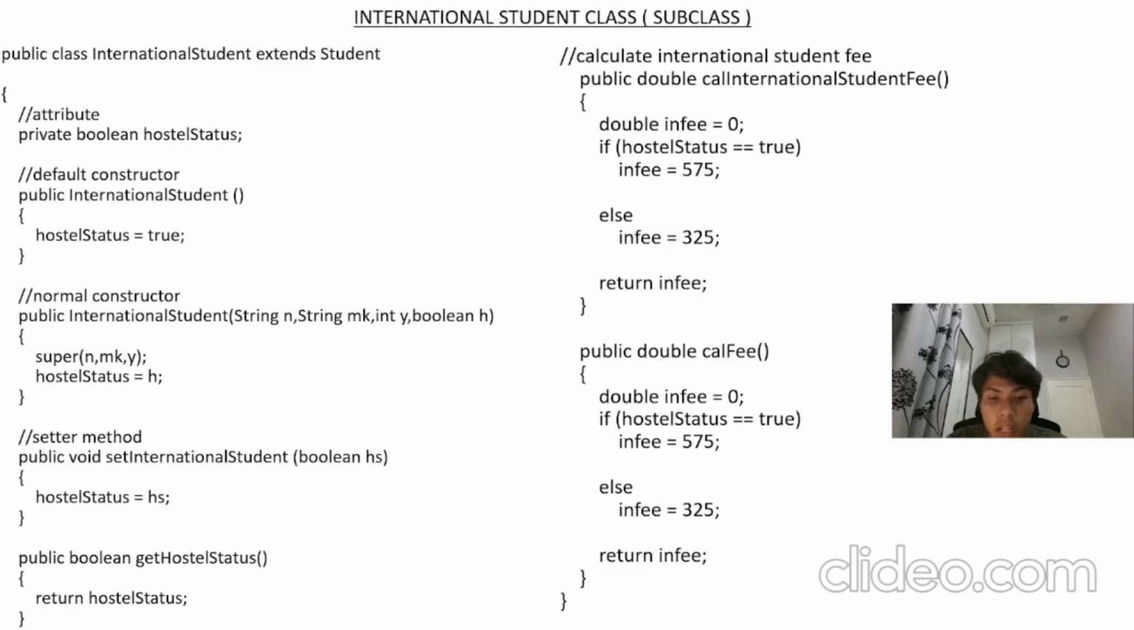The class overrides the calculateFee method from the superclass. It provides an implementation that calculates the fee for international students based on their hostel status, following the same logic as the calculateInternationalStudentFee method. Just like in the local student class, it's important to note that the calculateFee method in the student class is declared as abstract, and any concrete subclasses like international student must provide an implementation for that method.